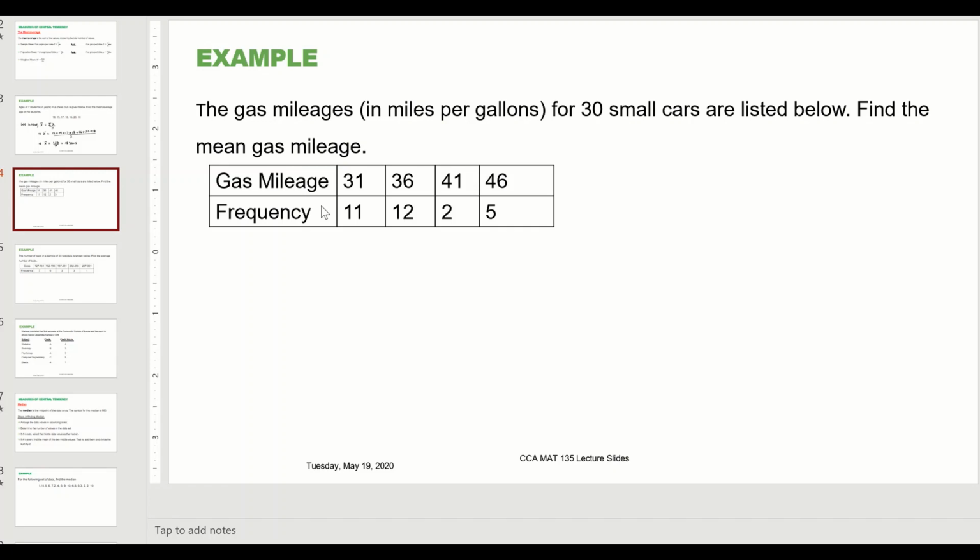Okay, so if you want to find the mean for the data given like this, we know the formula to calculate the mean for this type of data. For individual data values with frequency, the mean is equal to the sum of f times x divided by the sum of f. So the gas mileage is your x, and the number of cars for each gas mileage is your frequency. So 11, 12, 2, and 5 are the frequencies. So I need f times x.